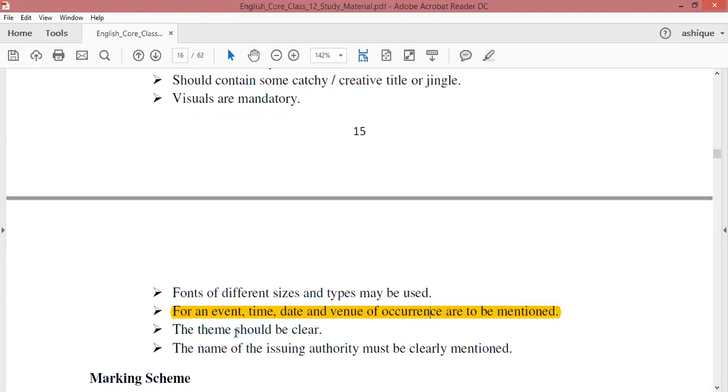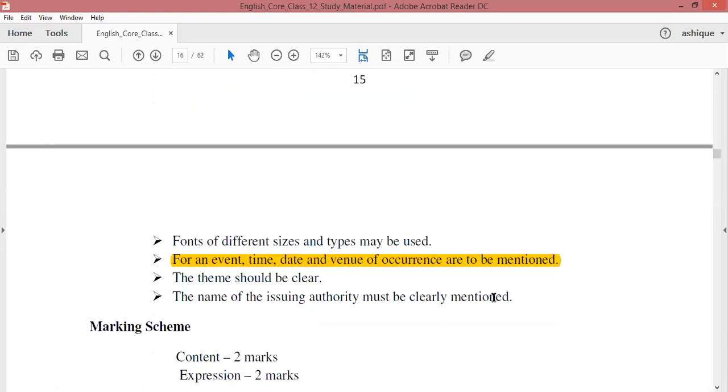The theme of the poster should be clear. When you are making the poster, you should know on which theme you are making it. Next, the name of the issuing authority must be clearly mentioned. Who is issuing this poster? This is another point you must keep in your mind. If you miss this, 1 mark will be deducted.